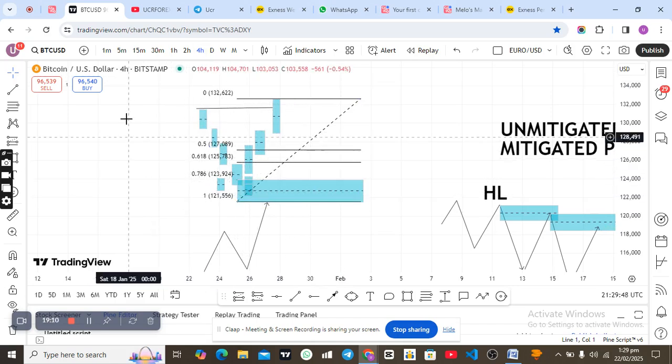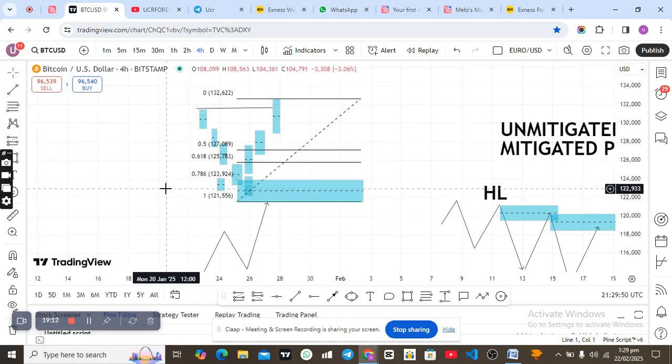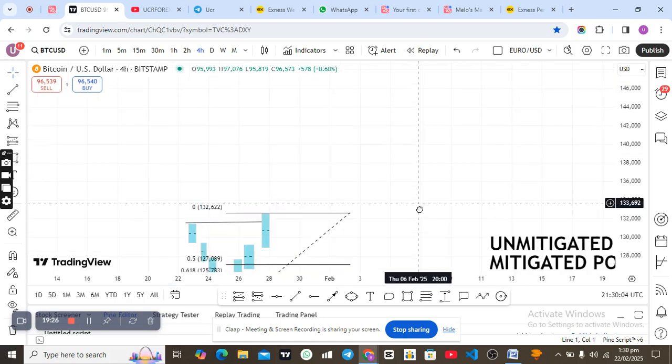So these are the different ways you can mark out a POI. In case you cannot use the last candle, or you cannot use the consolidated phase candles, just save yourself some stress and mark out with the Fibonacci retracement tool.